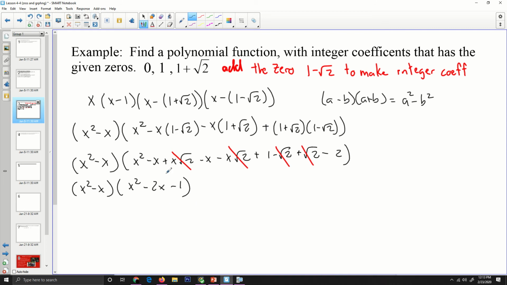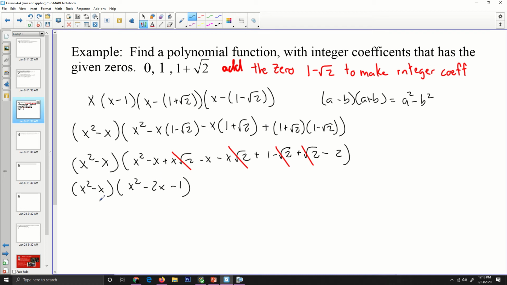And again, we'll go back up to this red. I needed to add this extra 0 in here so that when I multiply these out, I have only integer coefficients now. And so now I only have integers. In fact, I only have ones, negative 1s, and negative 2s, so we're good.